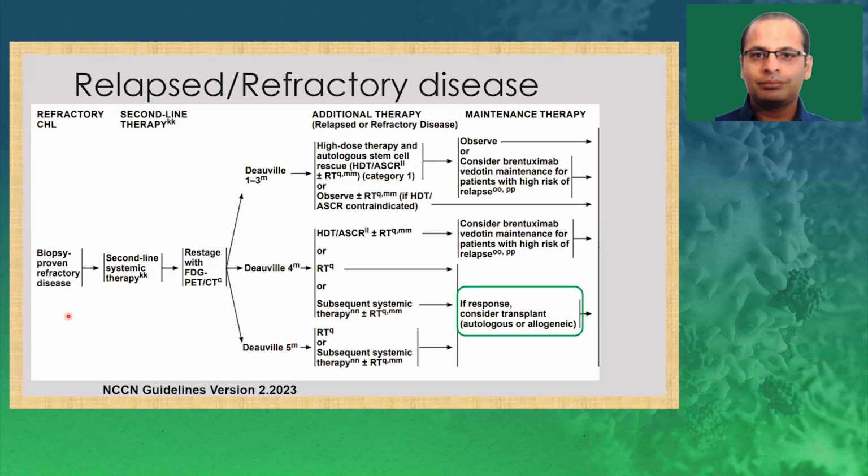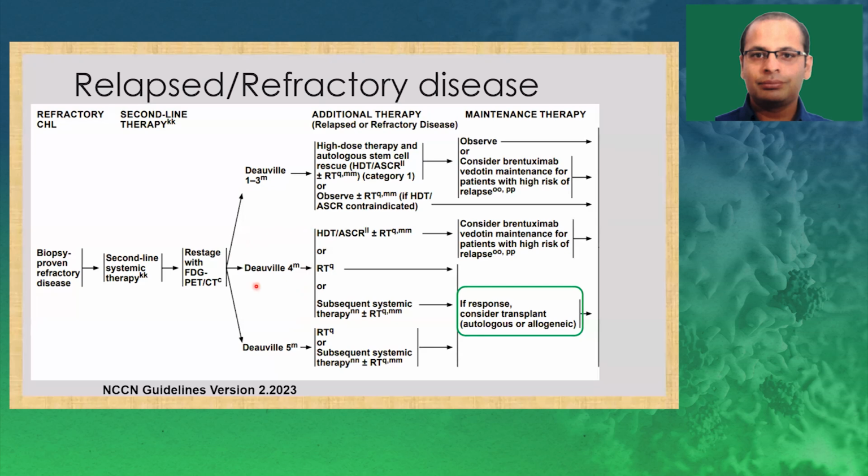First line to go is second line systemic therapy. Give for 2 cycles, restage. If it is responding, consider high dose chemotherapy, that is autologous transplant. Or for certain cases, if the transplant is contraindicated, you can observe with RT. For such high-risk cases, you can consider brentuximab maintenance or observation.